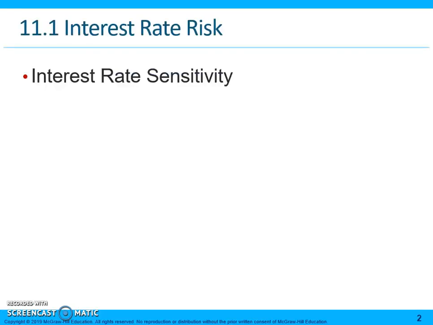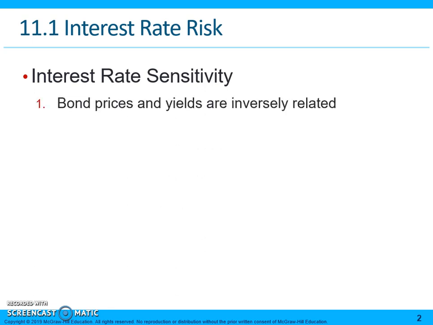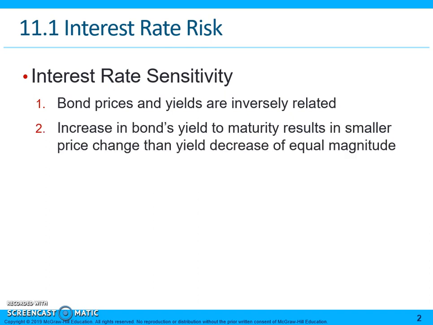What we need to understand when we're managing bond portfolios is interest rate risk, or interest rate sensitivity. Bond prices and yields are inversely related. That's fairly simple. Yields go up, prices go down. Yields go down, prices go up. An increase in the bond's yield to maturity results in a smaller price change than a decrease of equal magnitude. So if rates go up by 1%, the change in price is going to be less than the change in price would be if the yield went down by 1%.